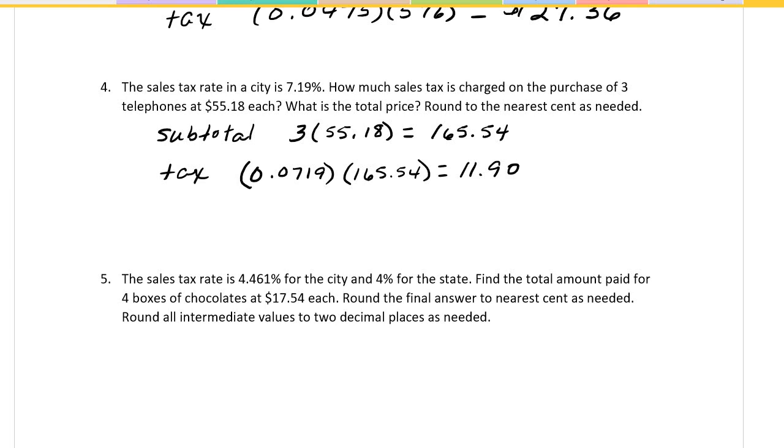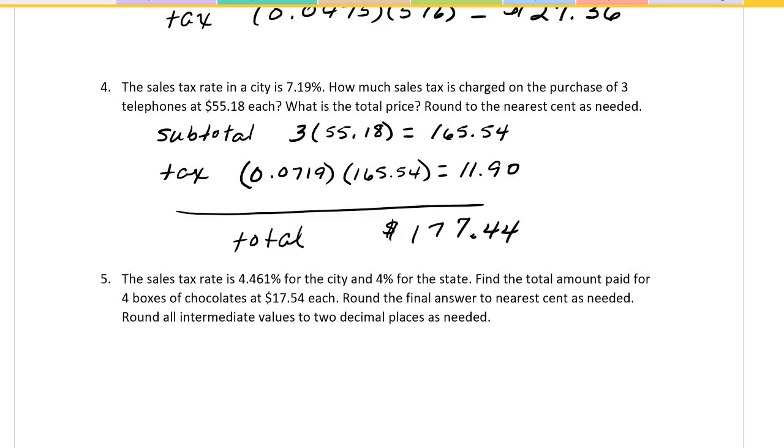Then we multiply that by our tax rate to find how much tax we owe. So the tax is $11.90. We add that to the subtotal to get our final total. So we have the total cost to be $177.44.